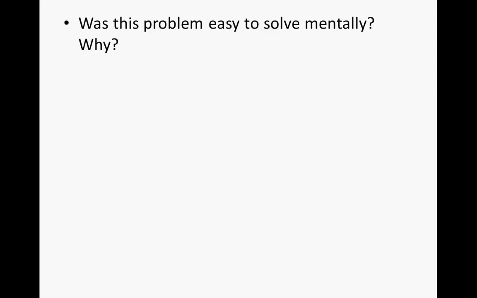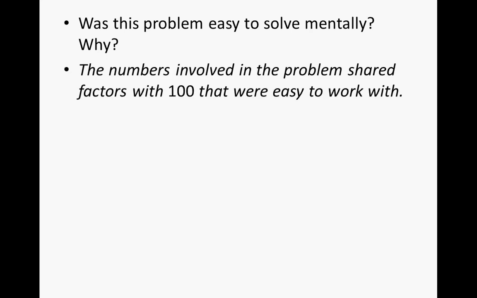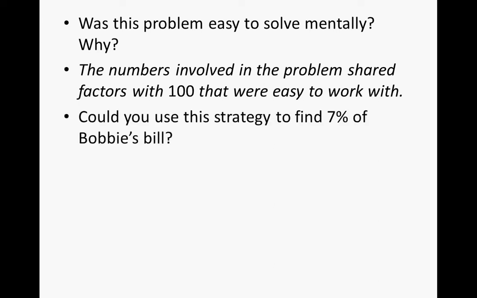So is this problem easy to solve mentally, and why? Well, the numbers involved in the problem shared factors with 100 that were easy to work with. Could you use this strategy to find 7% of Bobby's bill? Well, yes, we can break 7% into 5% plus 2 times 1%. We know that 7% is not a factor of 100, so let's break it up into things that we know, like 5% and 1%.